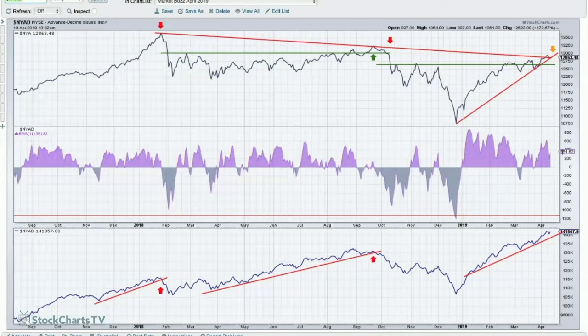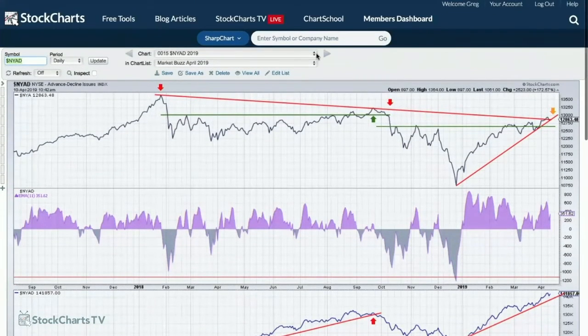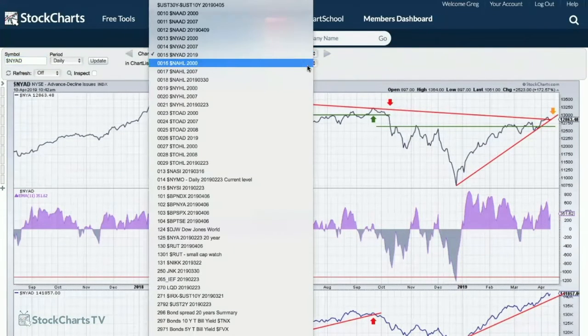And this advanced decline line is sitting kind of in the middle of the range. And so while it's definitely not a bearish chart yet, all of these trend lines are in place. And I would just say that we want those to hold in a big way. Okay, so let's go look at the high-low.